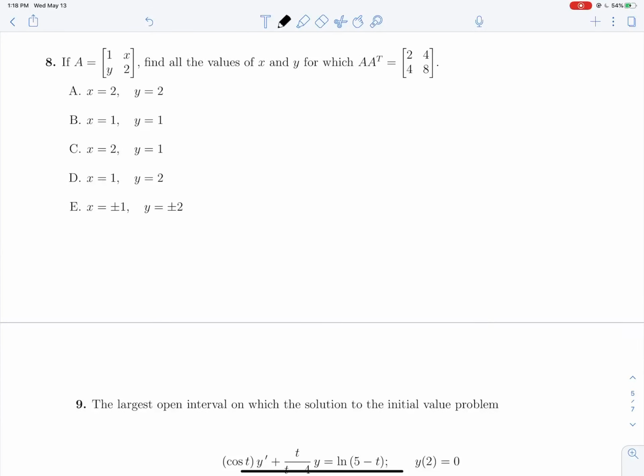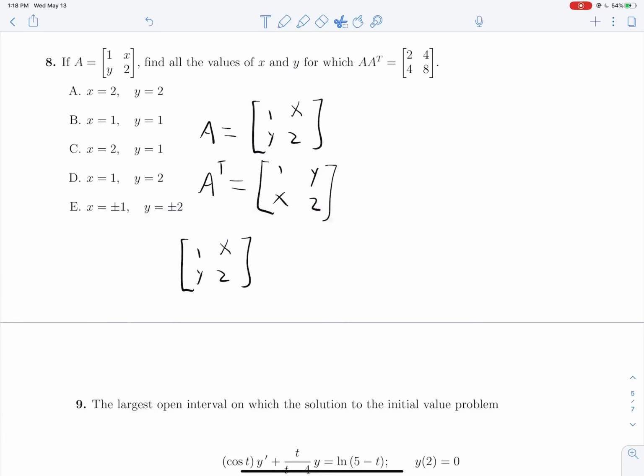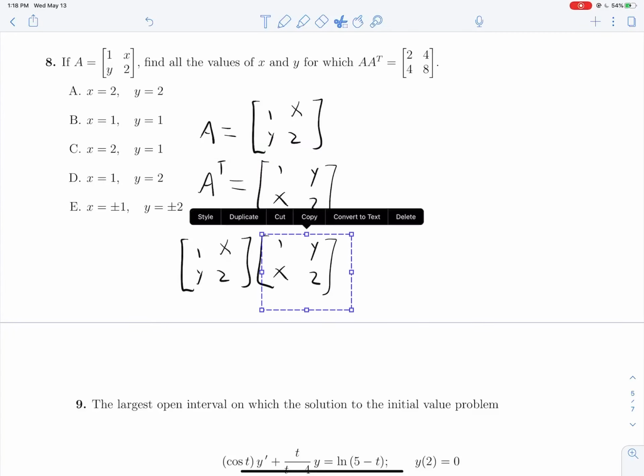Number 8, we're finding the values of x and y such that A times A transpose is equal to that symmetric matrix right there. So let's grab A. Our A is just 1, y, x, 2, and let's grab A transpose. A transpose will just reflect everything down the main diagonal. So our main diagonal stays the same, but we end up with an x over here and a y over here. Now multiplying A by A transpose, what are we going to get?